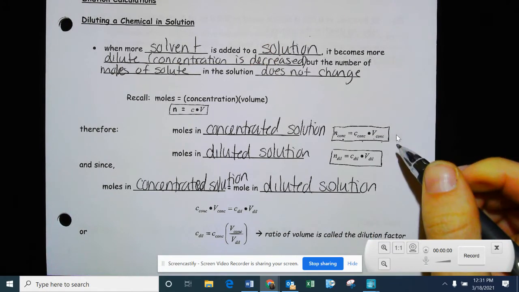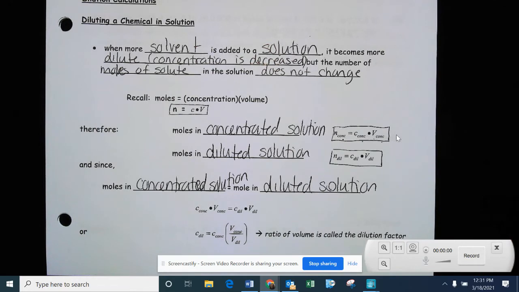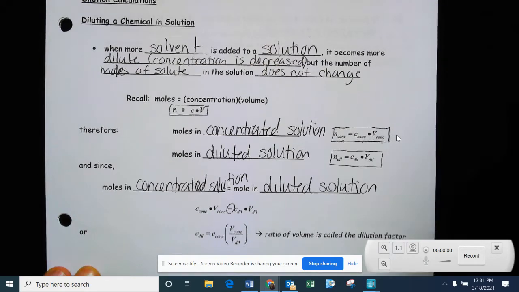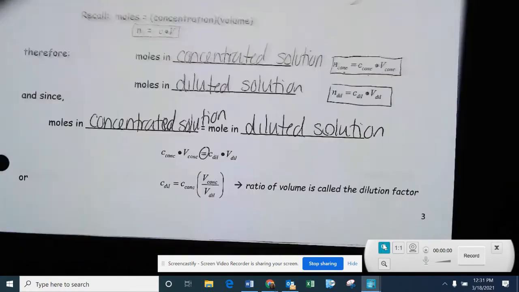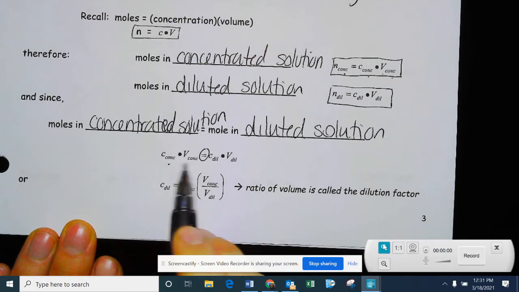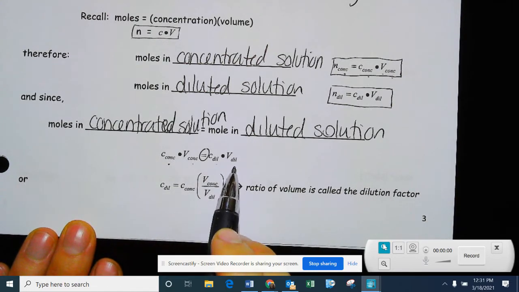When you have two equations that look like this, as you've probably done in math before, you can just make them equal to each other, and then you've got a nice algebraic expression, and you can solve for different concentrations and volumes. Just going to zoom in on this a little bit. So we've got C concentrated times V concentrated is equal to C diluted times V diluted.